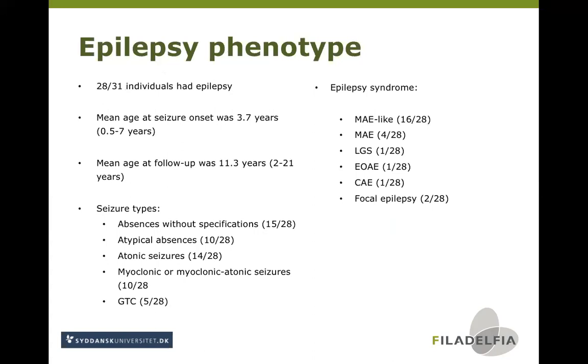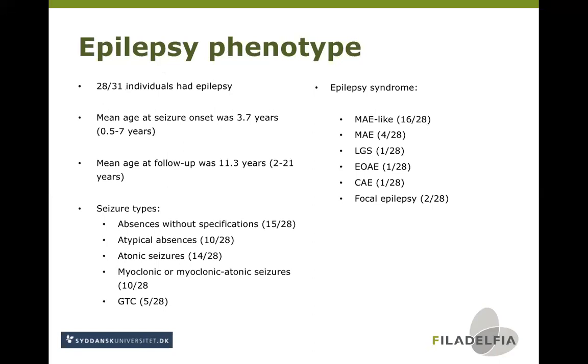They had quite a lot of seizure types, but quite a lot had absences where there were no specifications to the absences. In 10 patients, it was defined as atypical absences. And as many as 14 patients, like half the patients, had atonic seizures. 10 patients had myoclonic or myoclonic atonic seizures. And only 5 had generalized tonic-clonic seizures.